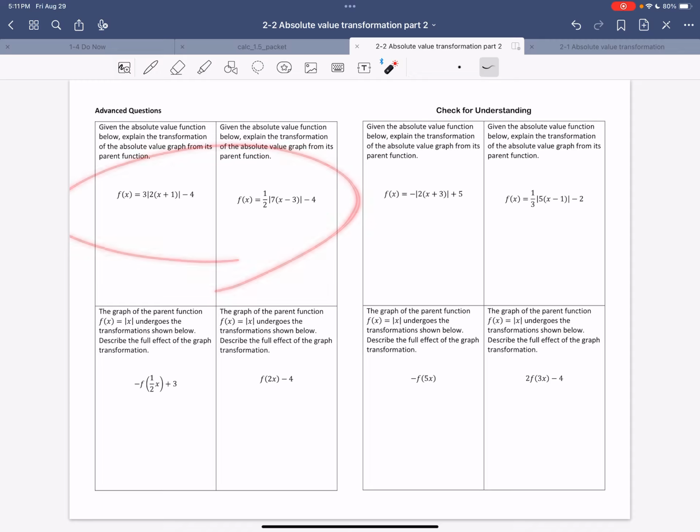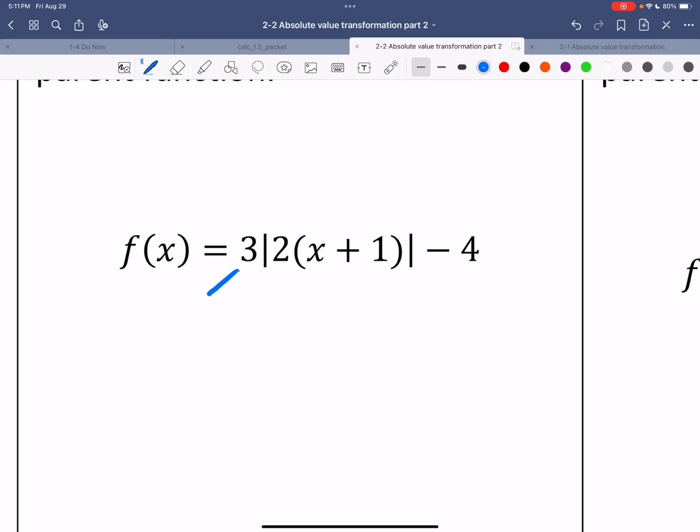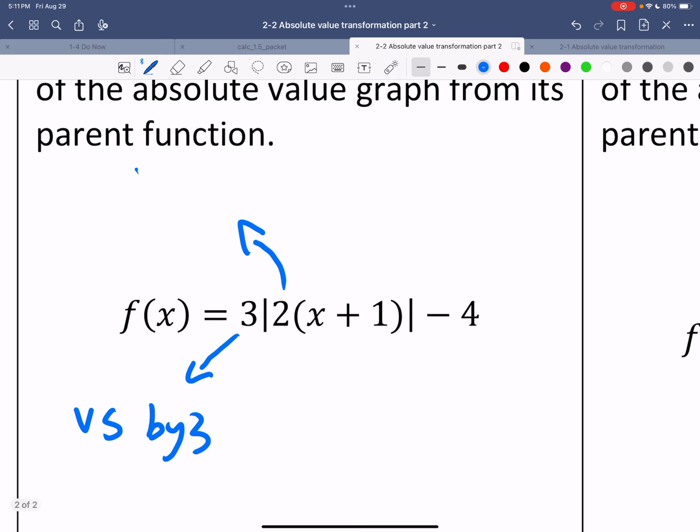I will go over this one. So 3, this one is outside of the absolute value, so it's vertical. It's bigger than 1, so we call it vertically stretched by 3. 2 is inside, so it's going to make it even narrower. Horizontally, how can you make it narrow? Horizontally compressed. And you don't have to write it, but you can say by flip 2, so 1/2.